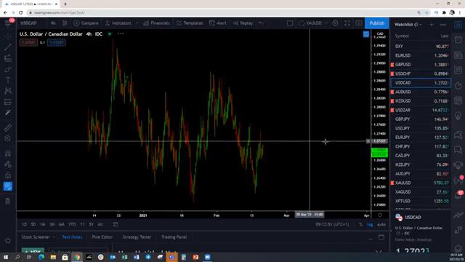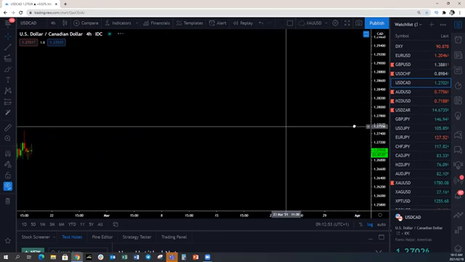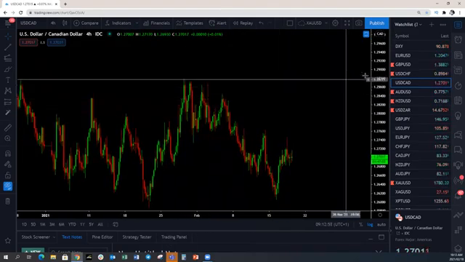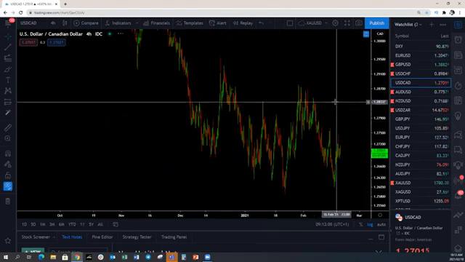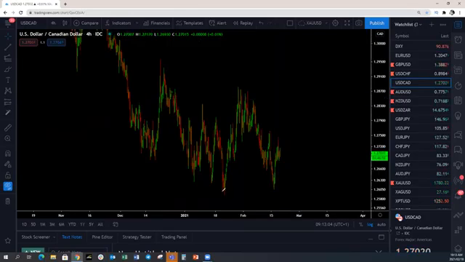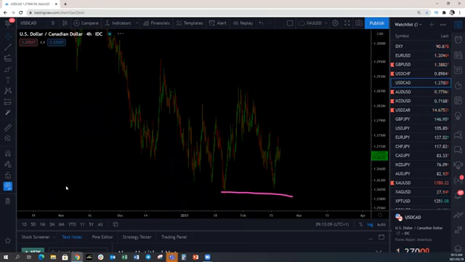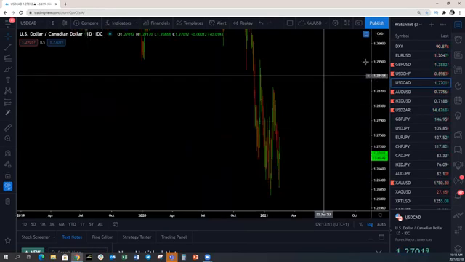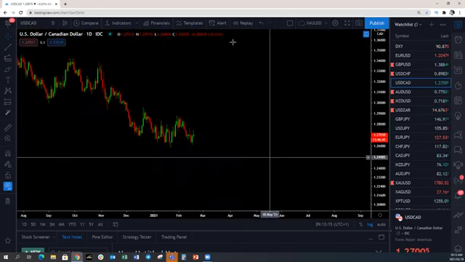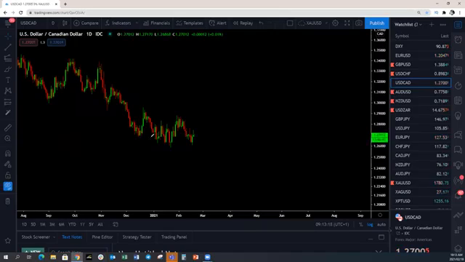US dollar CAD. Okay, so US dollar CAD, we failed to break lower than this structure. Let's just show the daily here. So US dollar CAD, we're looking for this to be a continuation pattern for downside.